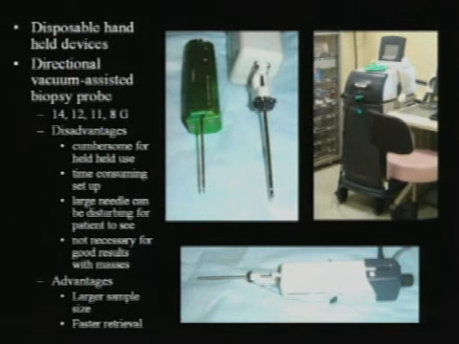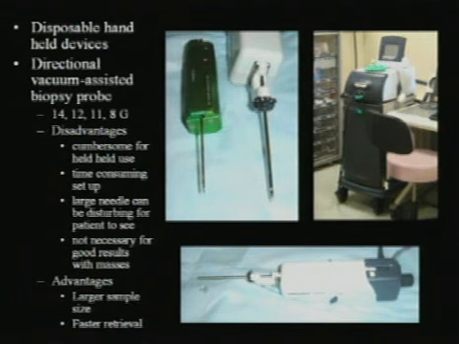Other types of similar biopsy devices are one that looks similar to this, which is completely disposable. And the other major device would be using a directional vacuum-assisted biopsy probe instead, which is here. So the device is a little bit larger. Usually it acquires larger samples. This is an 11-gauge. And then also it's connected with tubing to this device here, which provides suction. So the basic concept is the same.